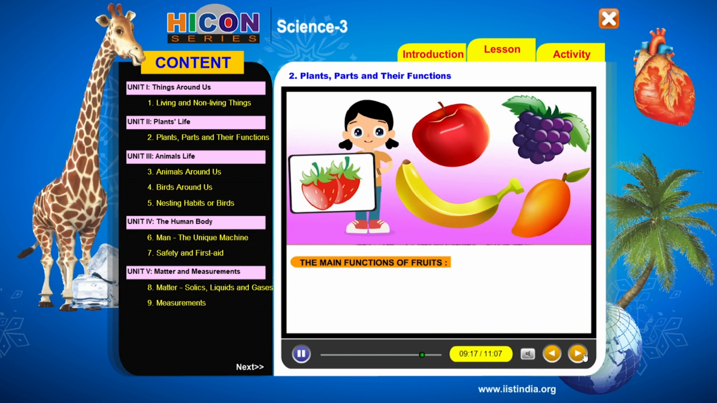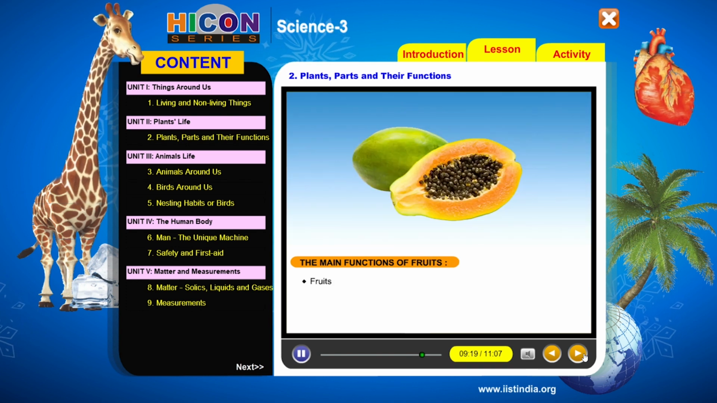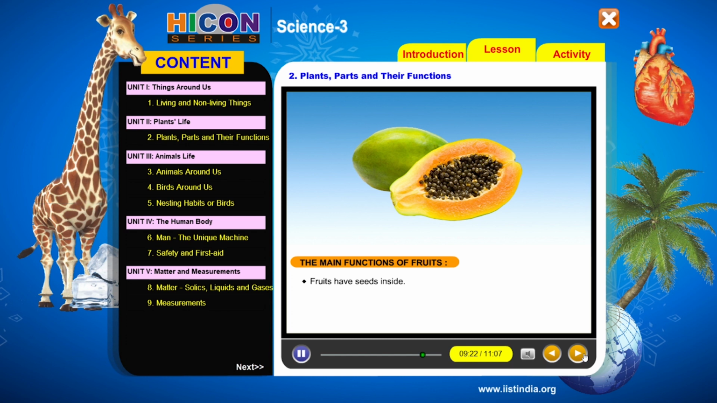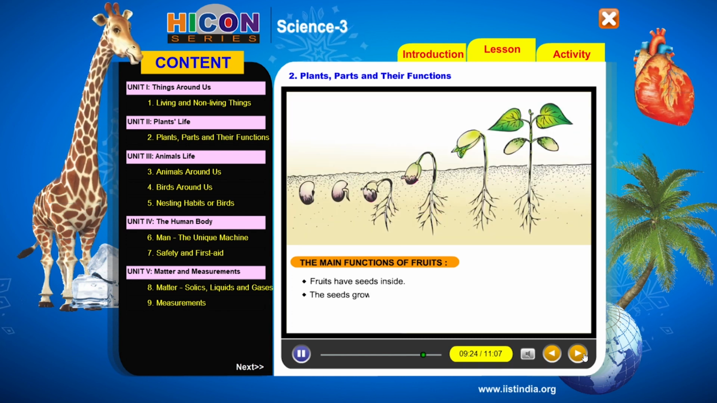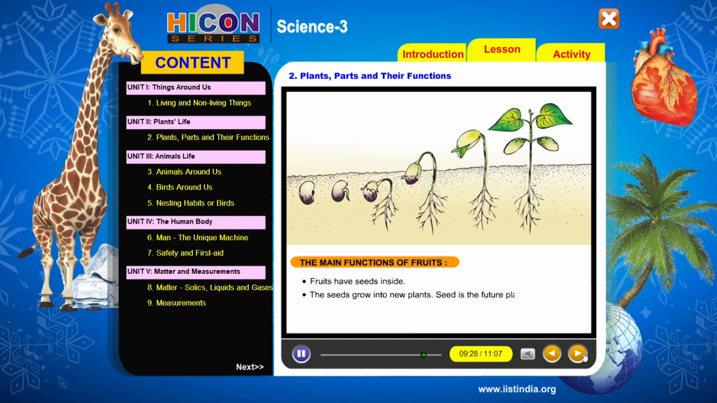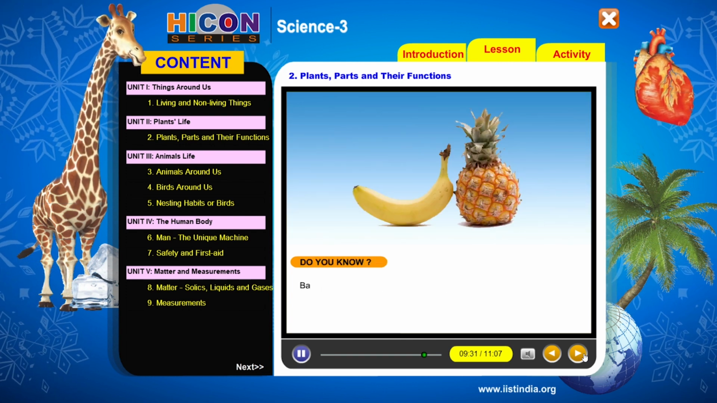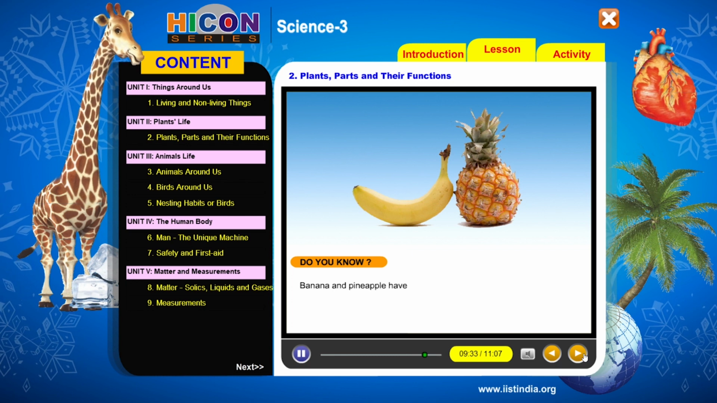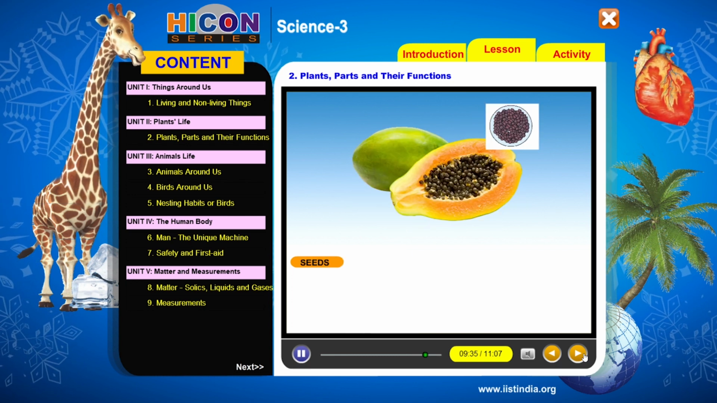The main functions of fruits. Fruits have seeds inside. The seeds grow into new plants. Seed is the future plant. Do you know banana and pineapple have no seeds?